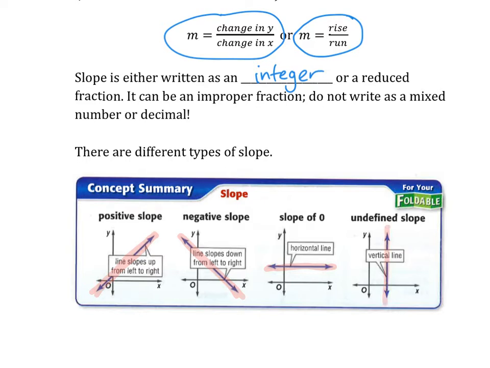And then finally, we would have an undefined slope if we have a vertical line. Again, think about it: the x isn't changing at all. So we would have a number divided by 0. And anything divided by 0 we know is undefined, something that we cannot do. So those are our 4 different types of slope.